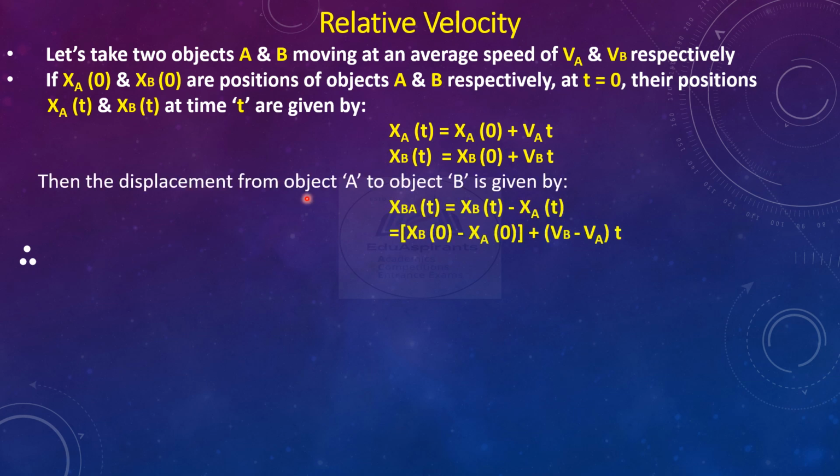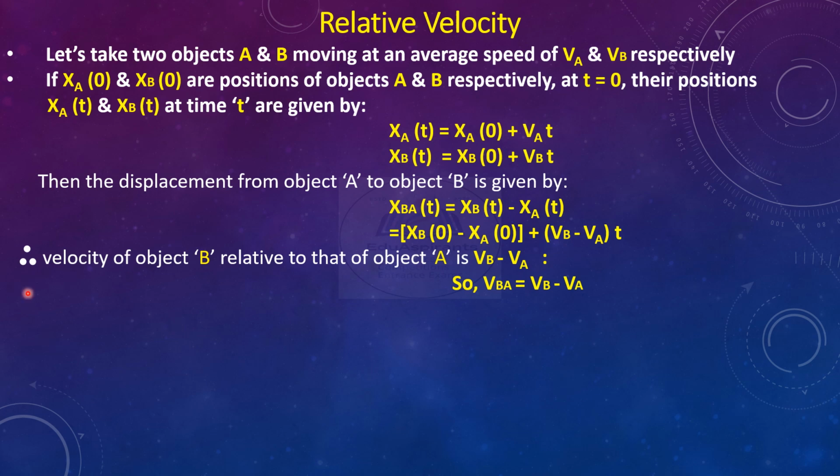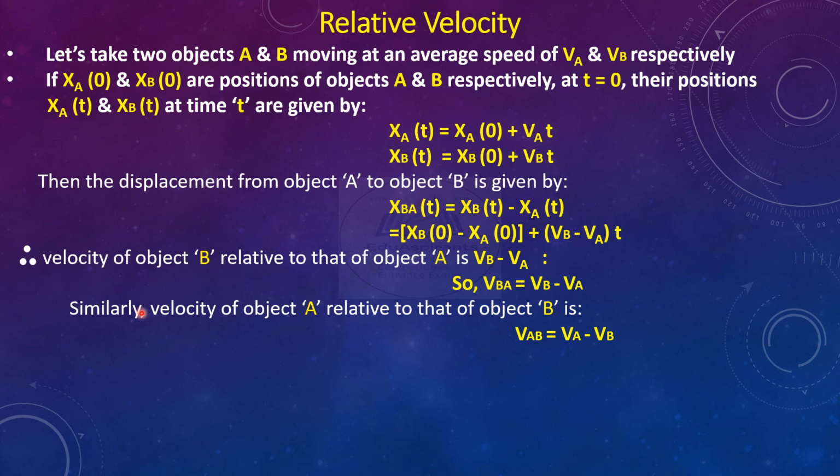Then the displacement from object A to object B is given by xBA(t) = xB(t) minus xA(t). On solving, xB(0) minus xA(0) plus (vB minus vA) into t. Therefore, velocity of object B relative to that of object A is vB minus vA. So, vBA = vB minus vA. Similarly, velocity of object A relative to that of object B is vAB = vA minus vB.